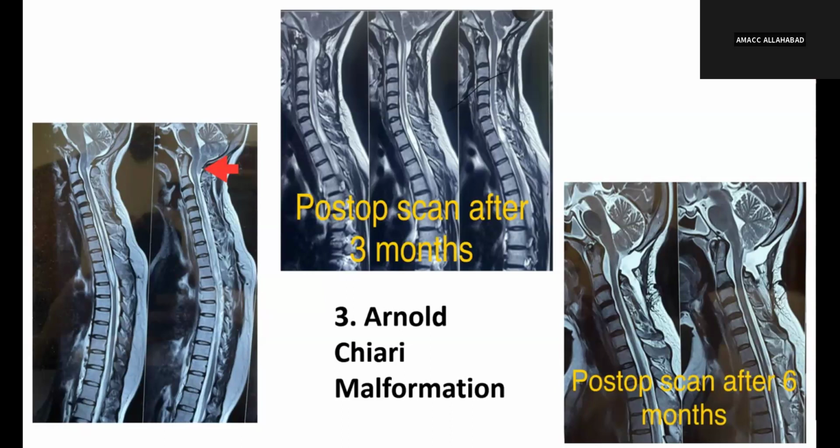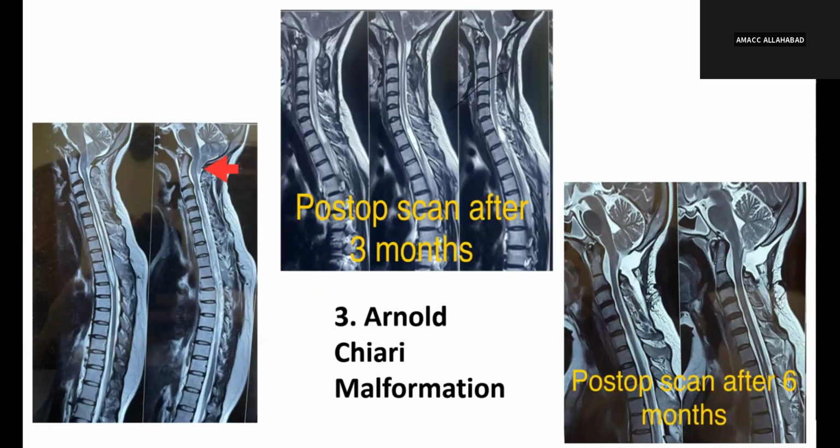In this case, we went for foramen magnum decompression and we excised the pen-like elongated part of the cerebellar tonsil. We decompressed it, opened the fourth ventricle, we ensured proper CSF circulation, and that was all. This is the post-operative scan after 3 months. The syrinx started resolving, and this was after 6 months, the syrinx is almost gone.